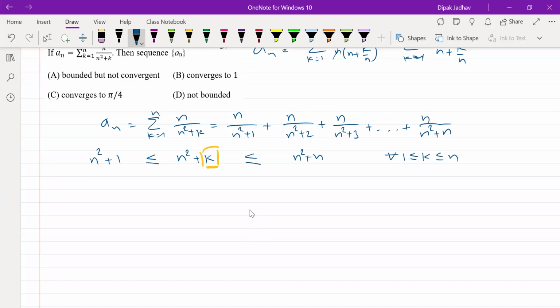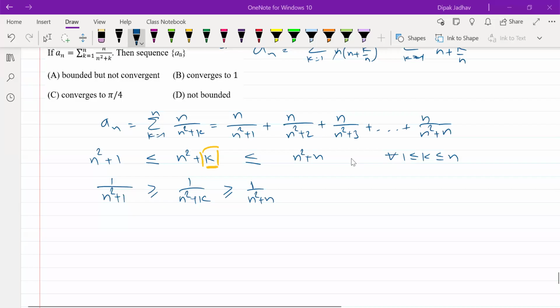So I am trying to manufacture this term by using this relationship. I got a relationship with a simple observation: n square plus 1 is less than or equal to n square plus k, which is less than or equal to n square plus n, for all k. So you take reciprocals: 1 by n square plus 1, 1 by n square plus k, 1 by n square plus n. After taking reciprocals, we are aware that the inequality becomes reversed.